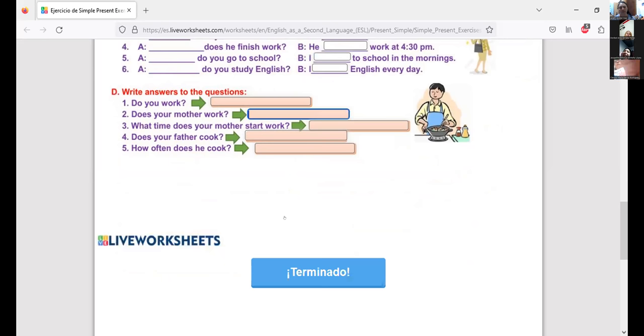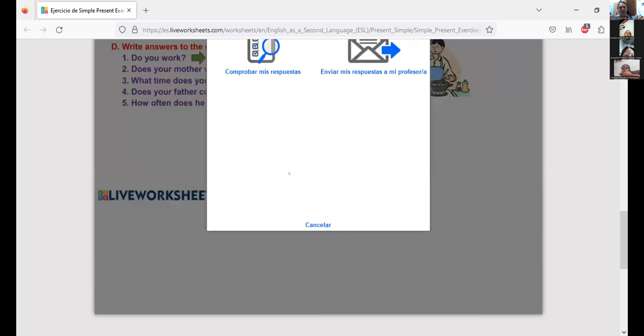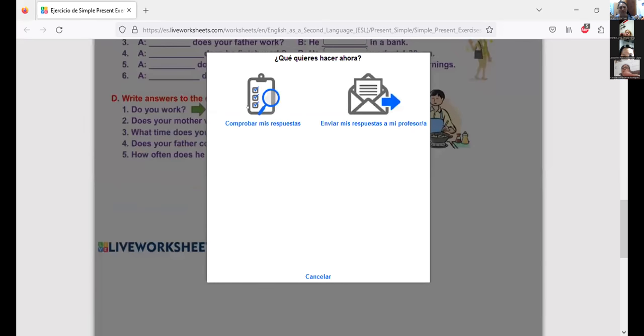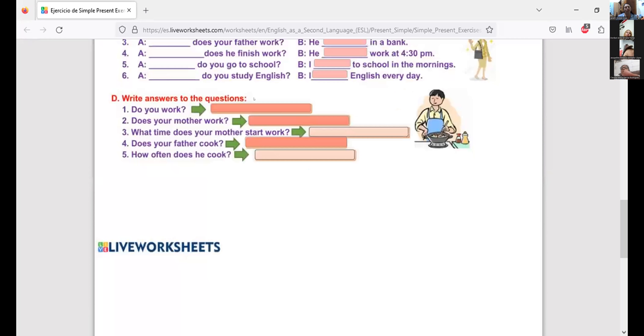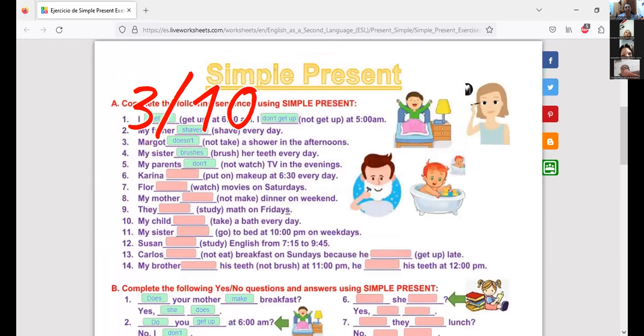When you finish, you go here. Finish or terminado. Aquí seleccionan la opción check my answers o comprobar mis respuestas. Donde dice enviar mis respuestas al profesor, no, porque entonces tendrían que entrar a una cuenta. Solo van a hacer aquí, comprobar mis respuestas, or check my answers. Y les va a dar una nota.